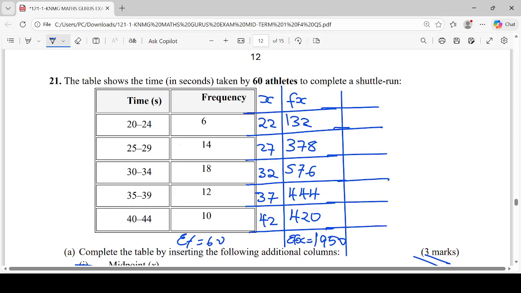So CF column here. The first value of CF should be equivalent to the first value of F, which is 6. 6 plus 14, you get 20. 20 plus 18, you get 38.